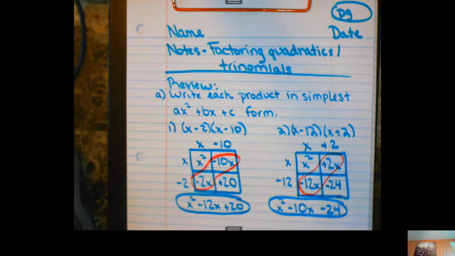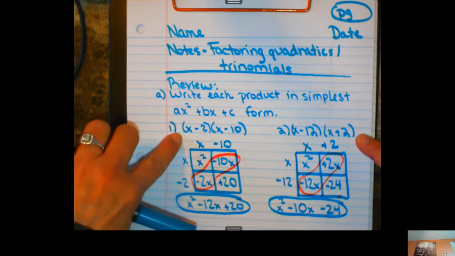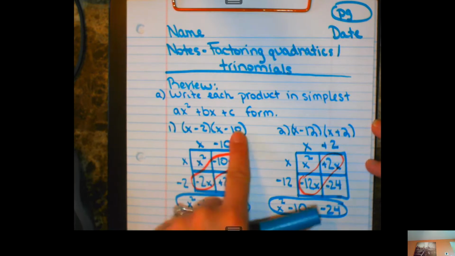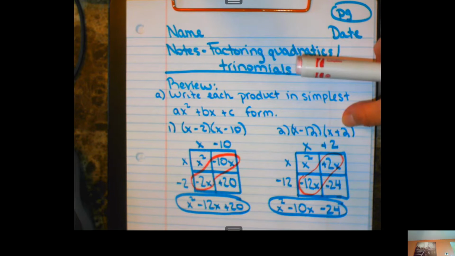In a second, we're going to go backwards. I'm going to give you one of these, and then you're going to come up with these factors. So we're going to come up with factors of 20 that add up to 12. Notice 10 and 2 add up to 12. Here we're going to come up with factors of 24 that subtract to give us 10. 12 and 2, if we subtract, give us 10.